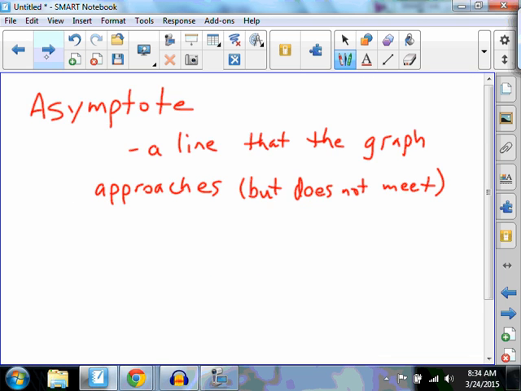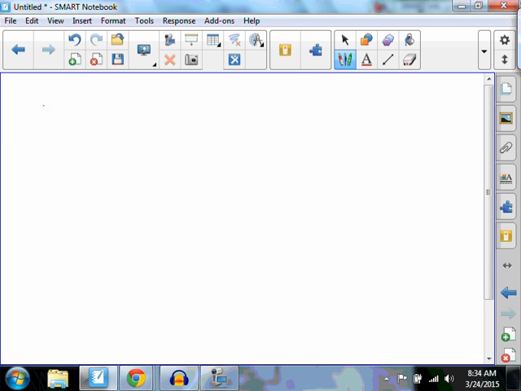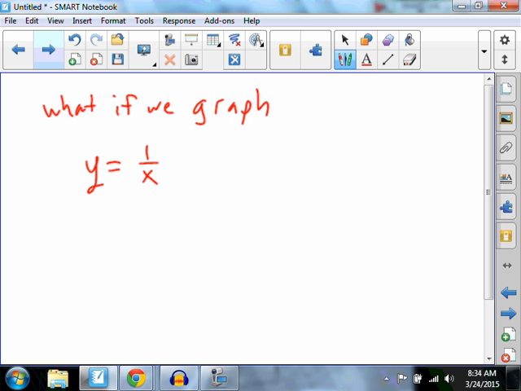So here we go. What if we graph y equals 1 over x and tack a plus 3 on the end of it? What do you reckon that's going to do to the overall graph? It's going to shift it up 3? That's exactly what it does.